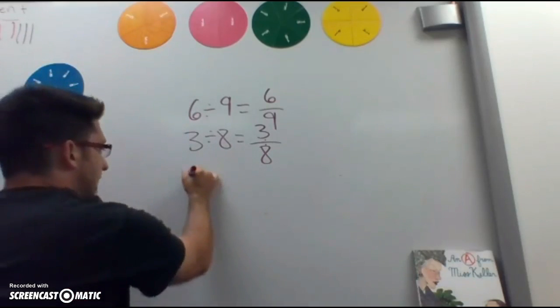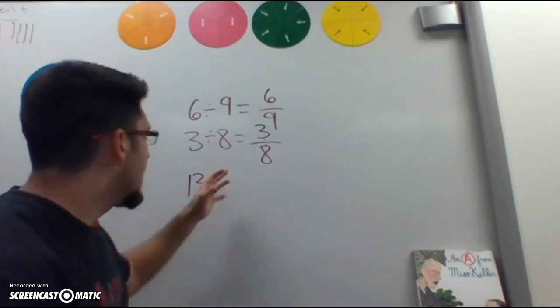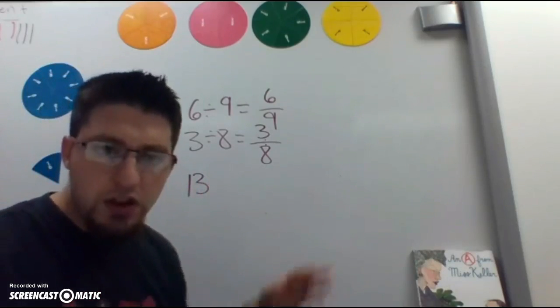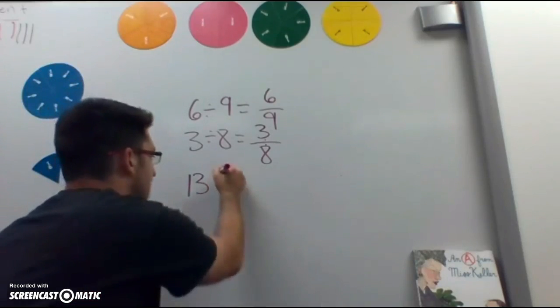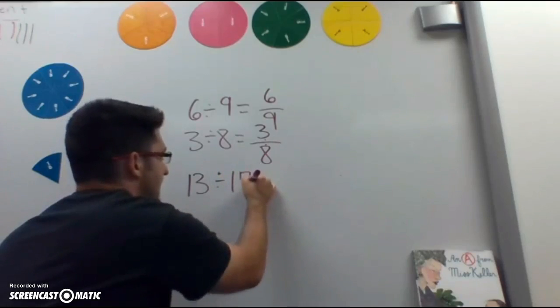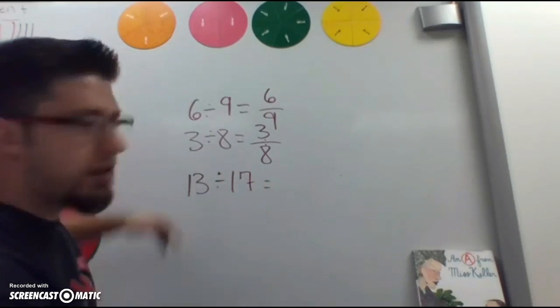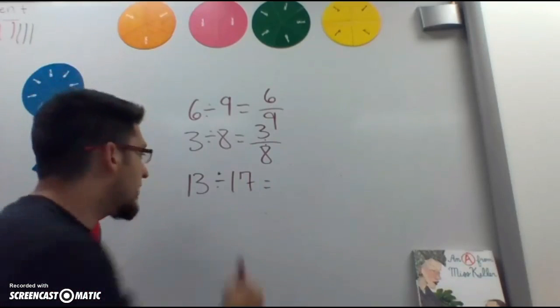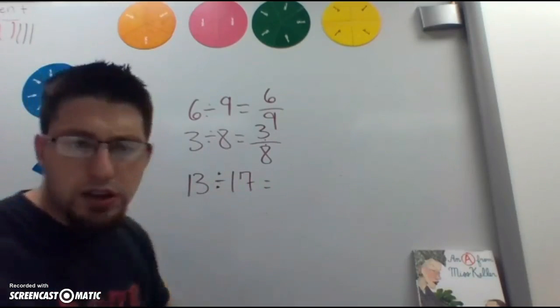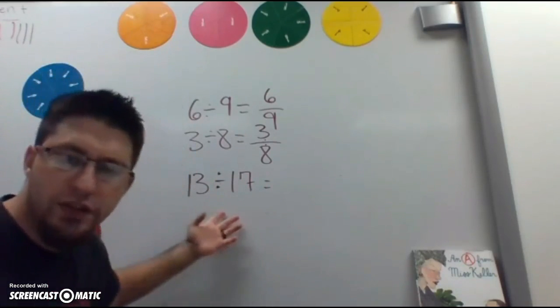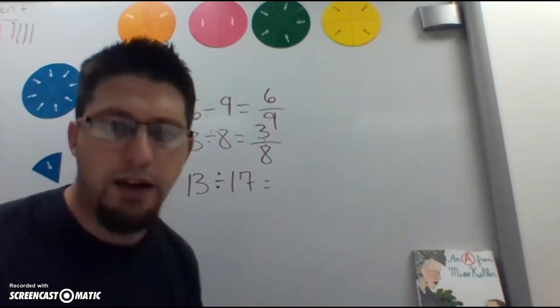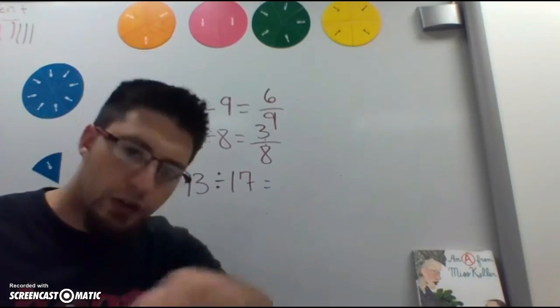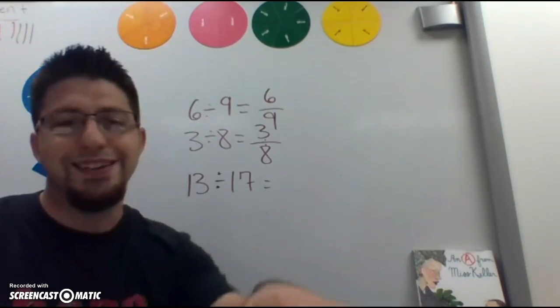Let's look at one more like this, going from a division problem to a fraction. So 13 divided by 17. Now, looking at our other examples, I want you to go ahead and write down in your notes what you think the fraction representation of this division problem is. Go ahead and write it down. Write it down, though. Seriously.